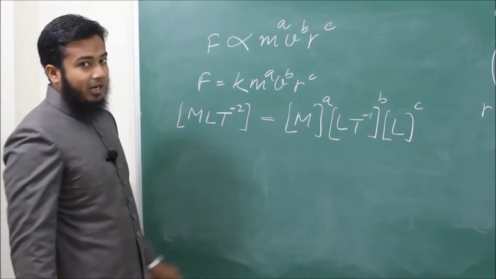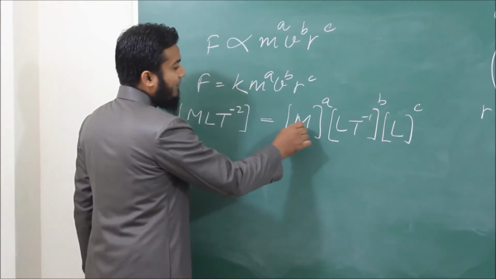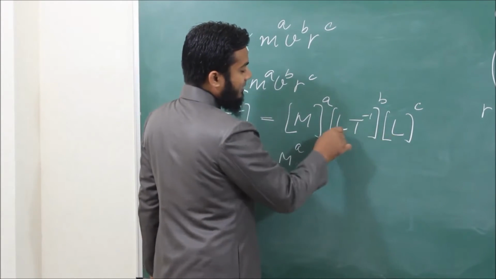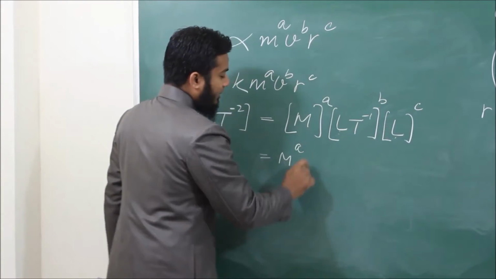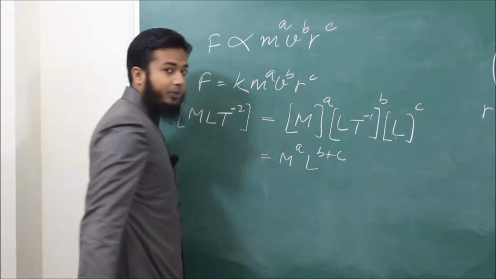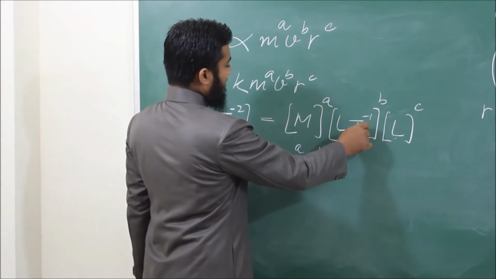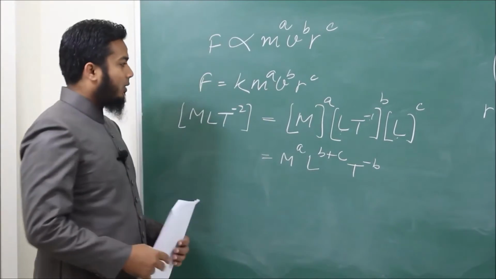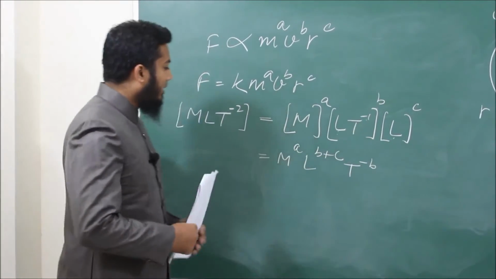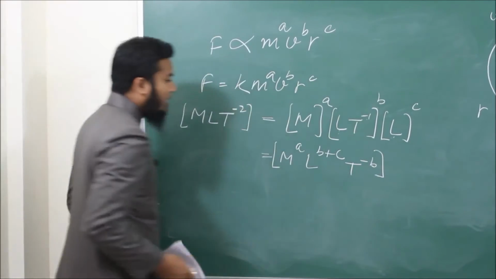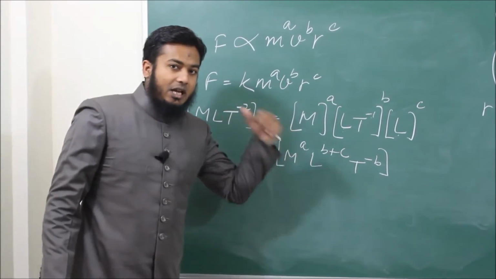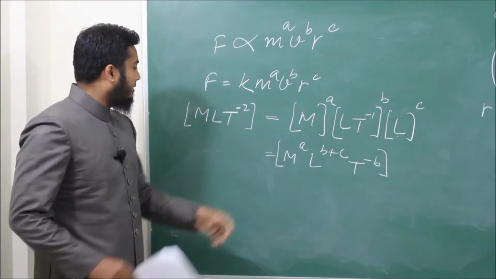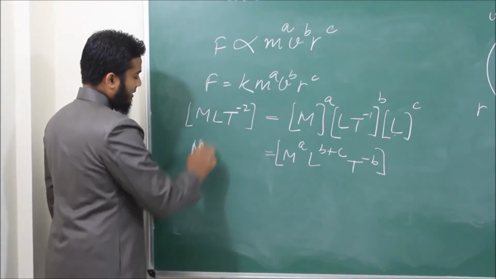Now collect the powers of different quantities on the right hand side. M is appearing only here, so it has total power a, and L is appearing at two places, it has power b and plus c. So L raised to the power b plus c, and T is appearing just at one place, so it has power minus b. Now, if it is dimensionally consistent, then dimensions on both sides should be same. That means, let's write this one more time.